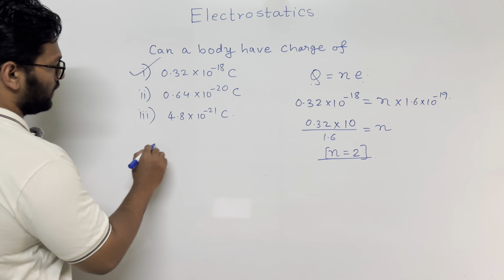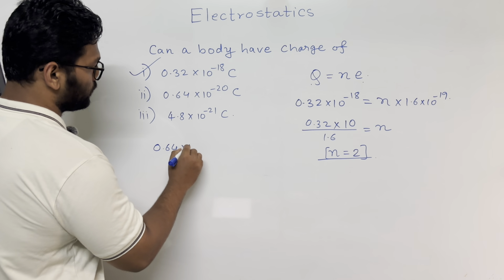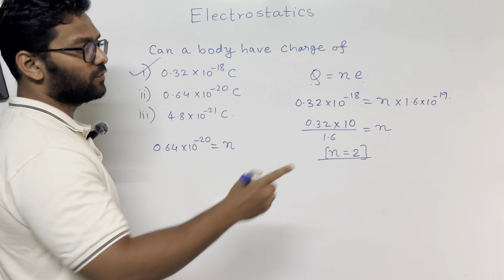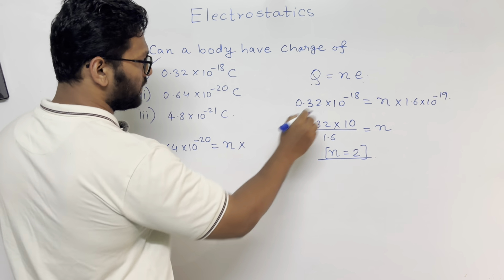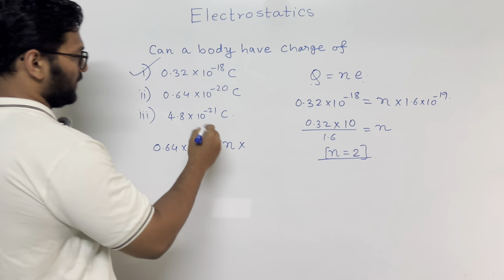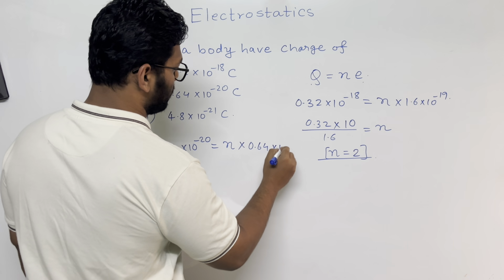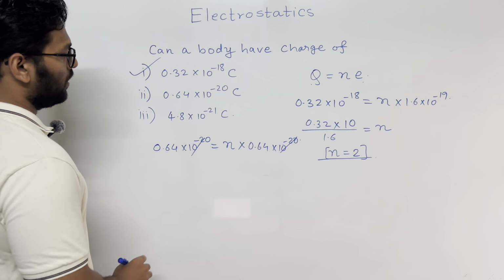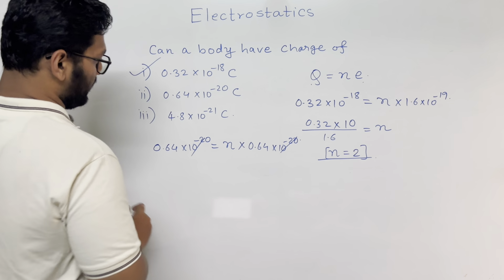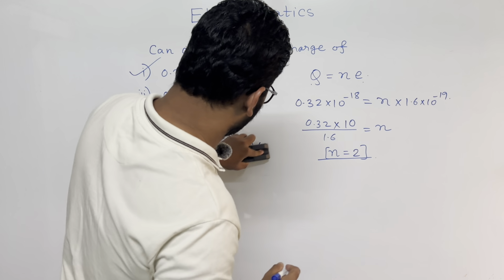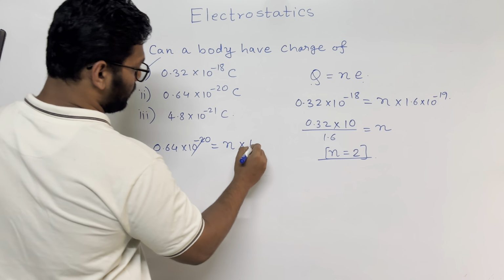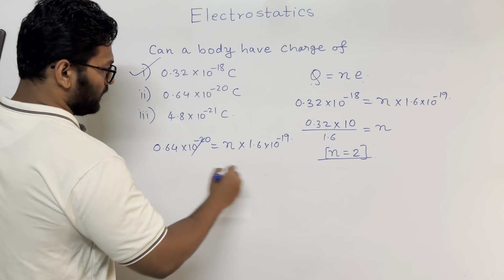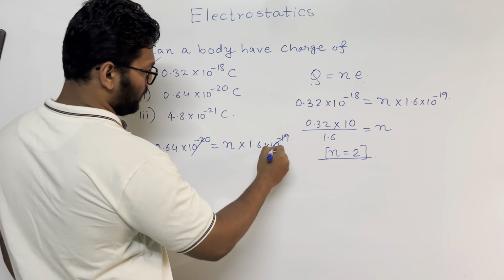Let's do the second one. Q is given as 0.64 into 10 raised to minus 20. And this is N, by the way, this is a positive charge, 1.6 into 10 to the power minus 19. It is not an electronic charge, it is a positive charge. But the fundamental unit is the same, right? So 0.64 into 10 raised to minus 20. So this will get cancelled. Sorry, this is why I am doing that. It should be 1.6 into 10 raised to minus 19, right? Okay, so if it goes there, it will become 10.